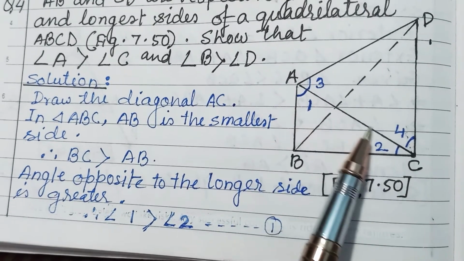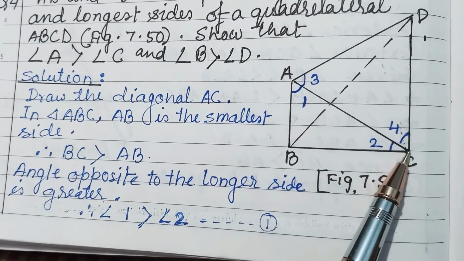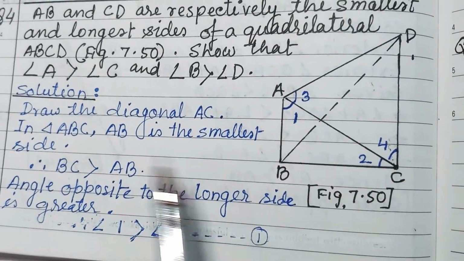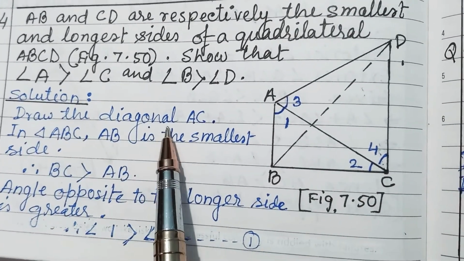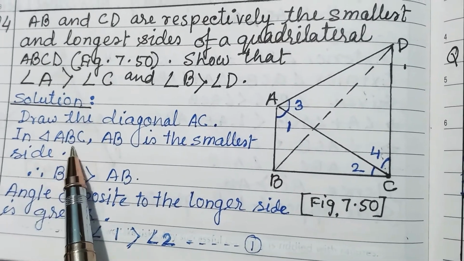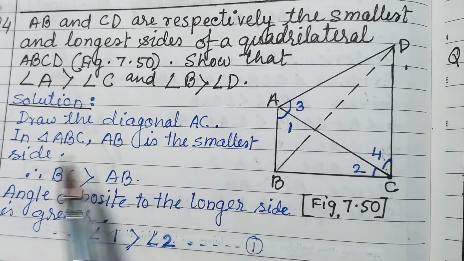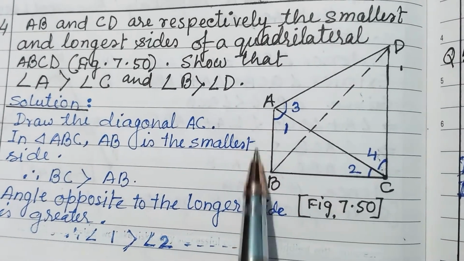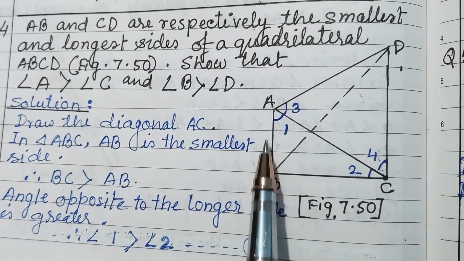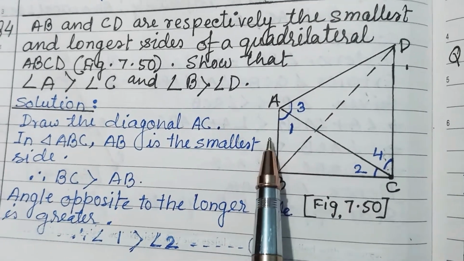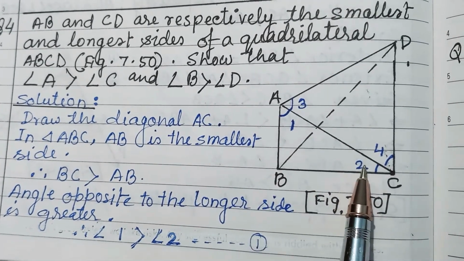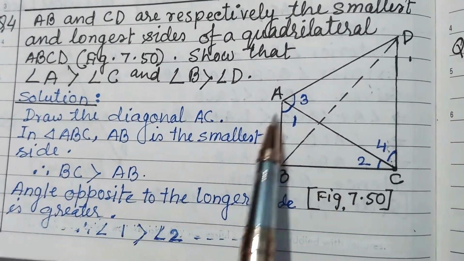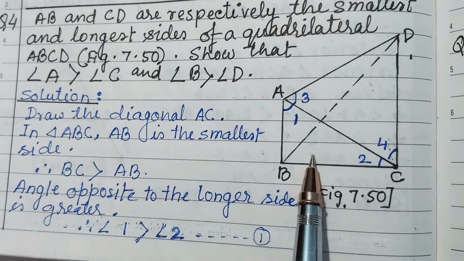First, draw the diagonal AC. In triangle ABC, AB is the smallest side. I have already marked it here. It is the smallest one, and this is the biggest one. So its opposite angle is angle 2, and the other opposite angle is angle 1. So angle 1 is greater than angle 2.